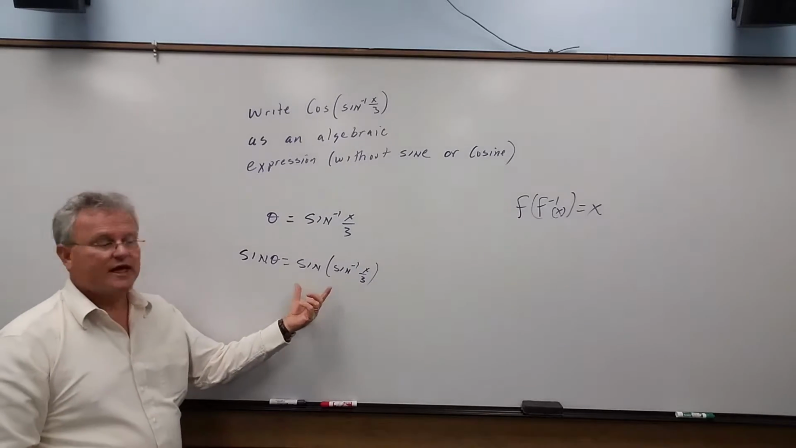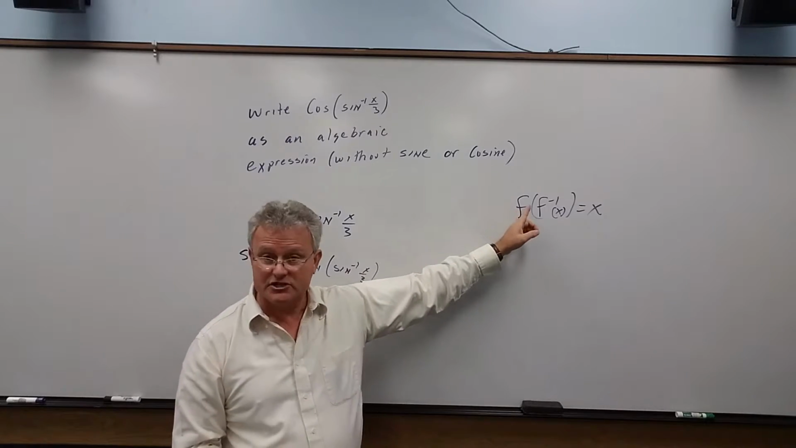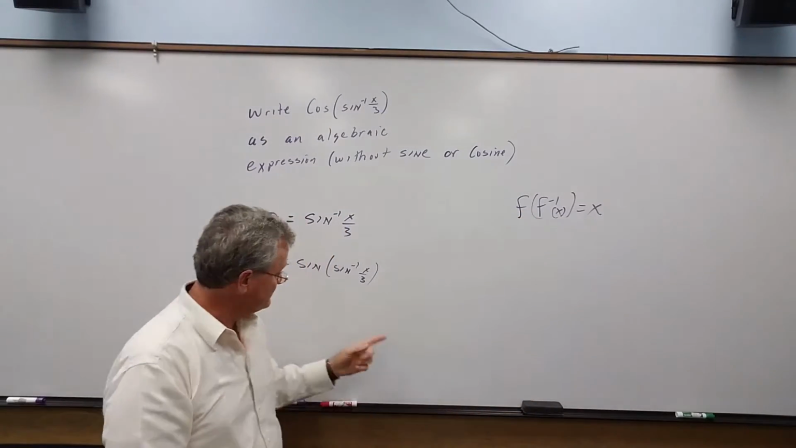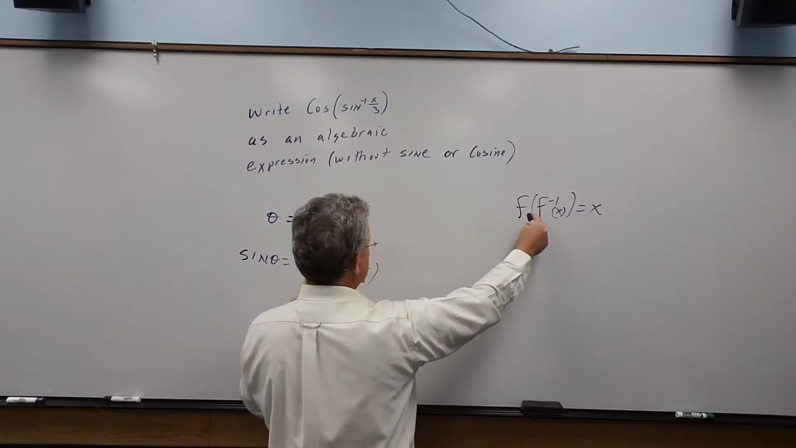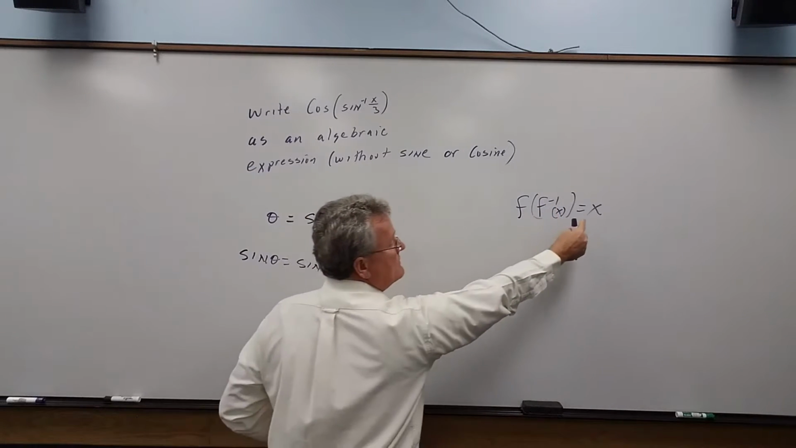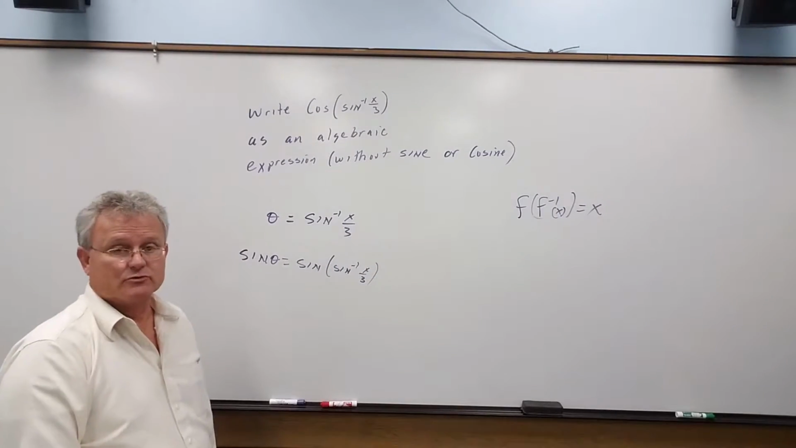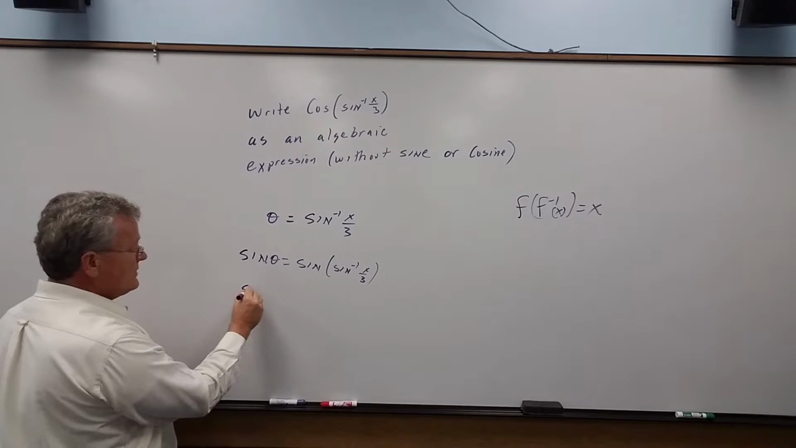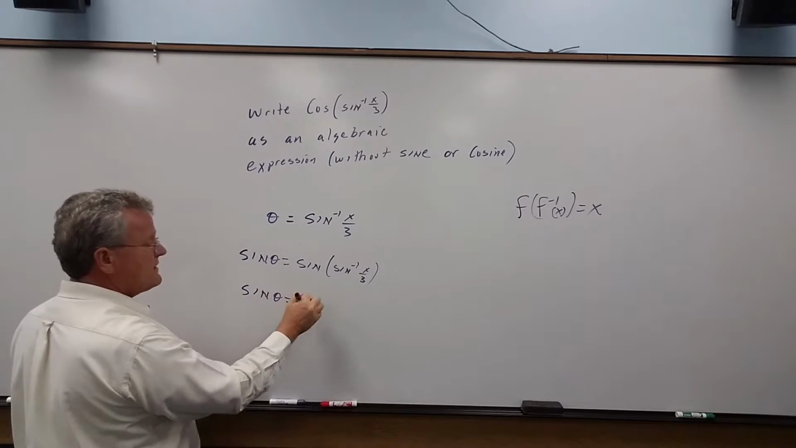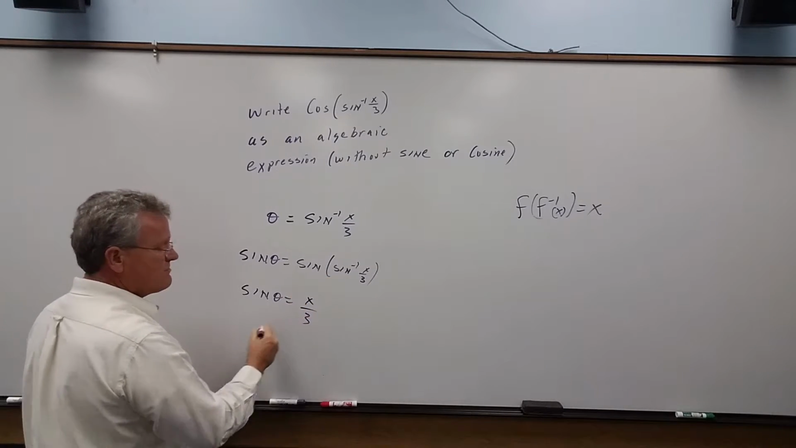Now, why did we do that? Well, that's because of this. The sine is a function, so the sine of inverse sine of x over 3 is just x over 3 because of our basic rules of properties of inverse functions. So here we have the sine of theta, as I just explained, this is just x over 3.